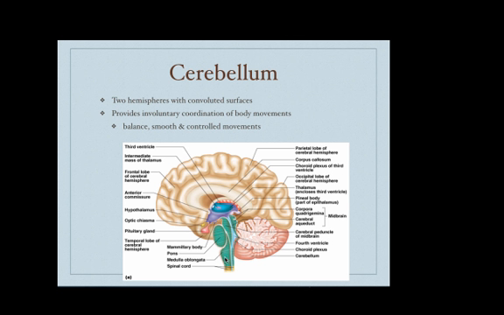We have information coming in about which muscles are working, how they're working, where the limbs are. And so the cerebellum is coordinating all of that. And we can see here it provides involuntary coordination of body movements. So it's taking in information about where your body is, what your limbs are doing, and it's helping to make all of the muscles work together so that each muscle isn't working independently. They're all working together so that your movements are smooth and fluid.